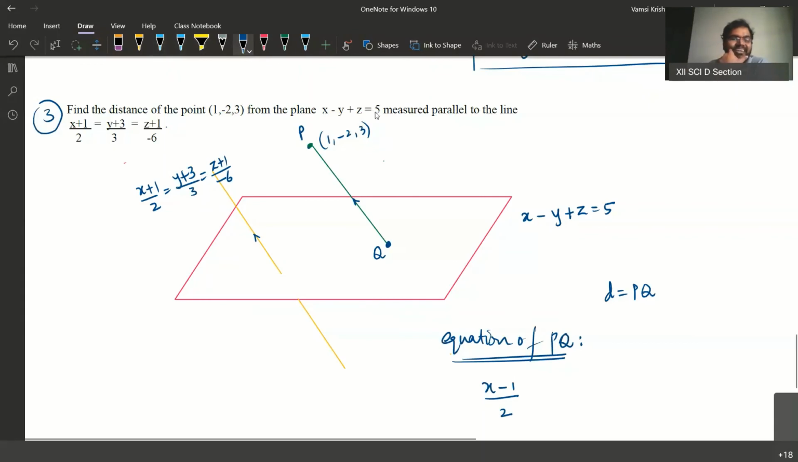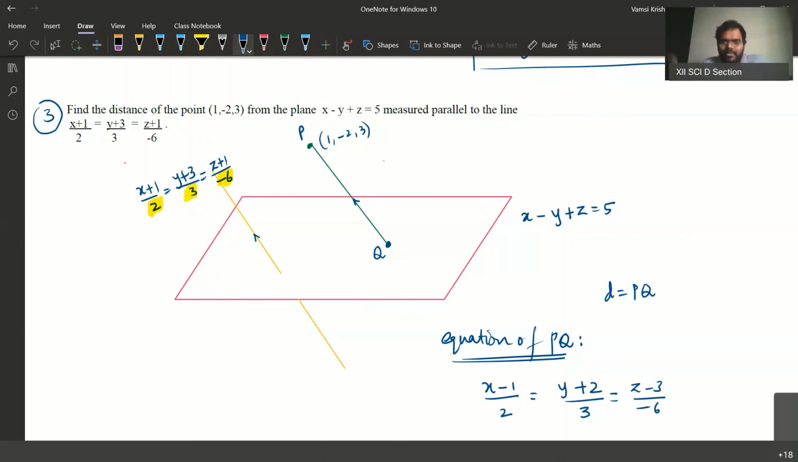Okay, where did I get this 2 from? This 2 is 2, 3, and minus 6. These are the direction ratios, right? So I'm copying these direction ratios here. X minus 1 by 2. The second is y plus 2 by 3. This is z minus 3 by minus 6. So these three are the direction ratios, 2, 3, minus 6. The point is 1, minus 2, and 3.